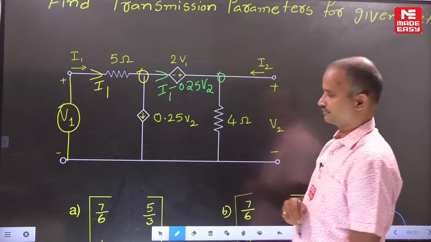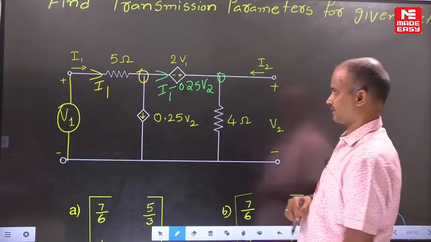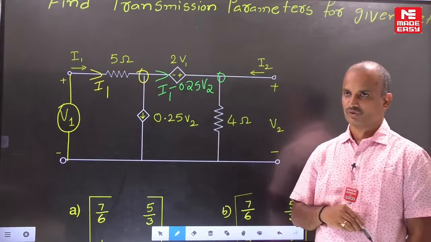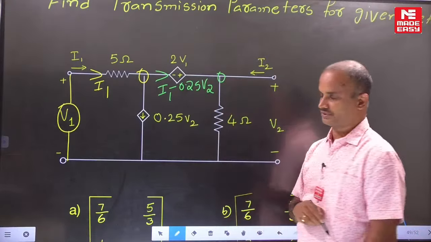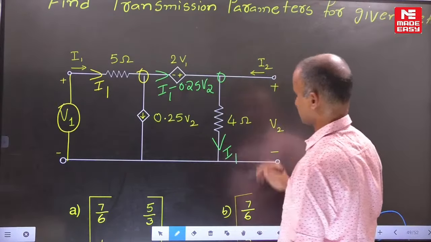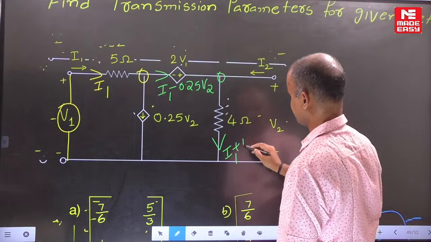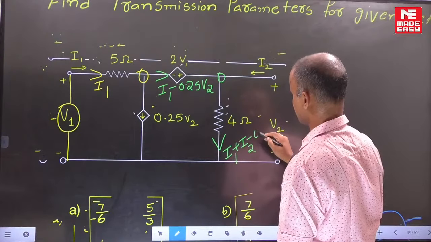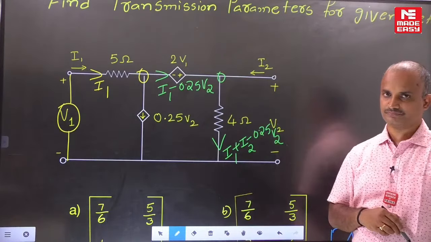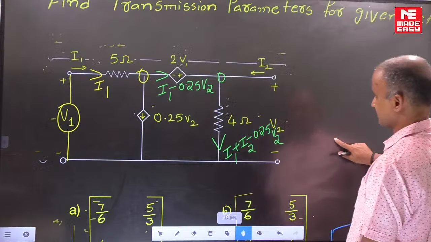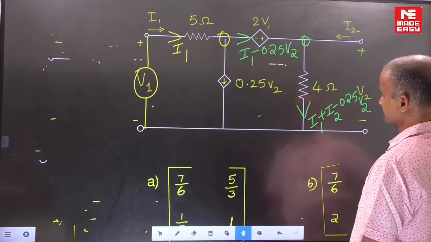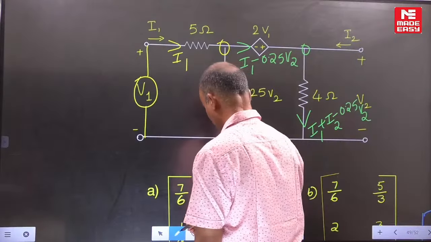Again, apply KCL at this point. This is an incoming current, and this is also an incoming current. So the current of this branch we write as I1 plus I2 minus 0.25 V2. Now for this entire network, we have got the current of each branch.